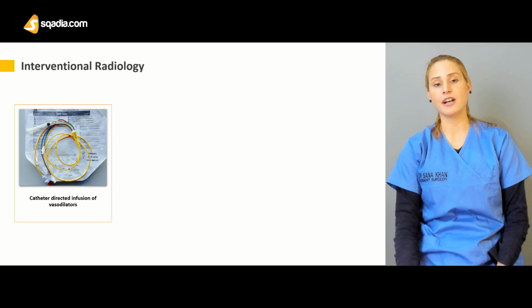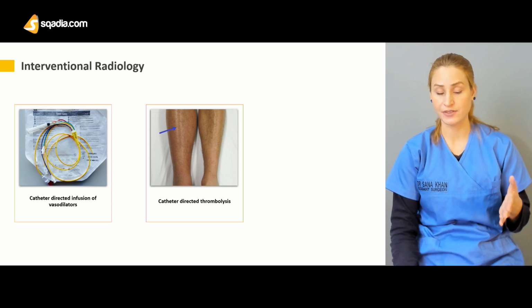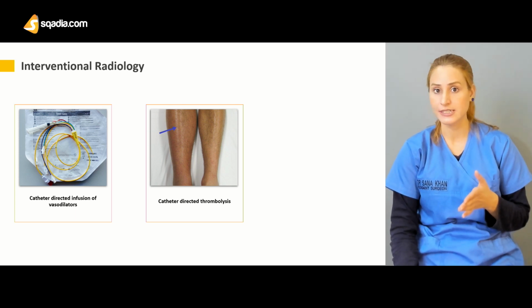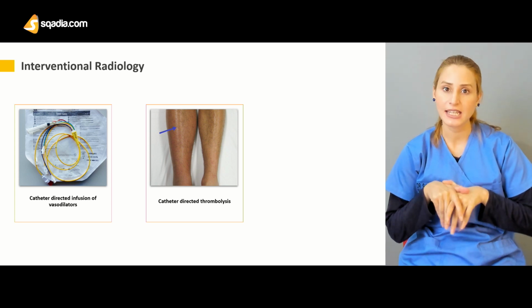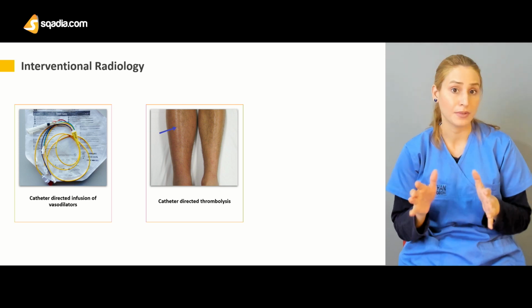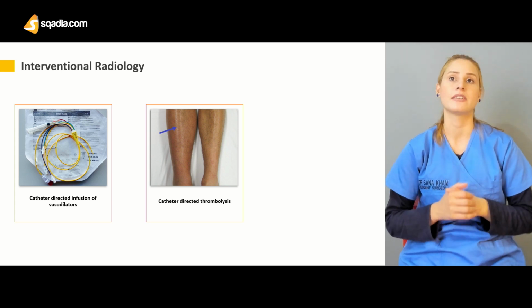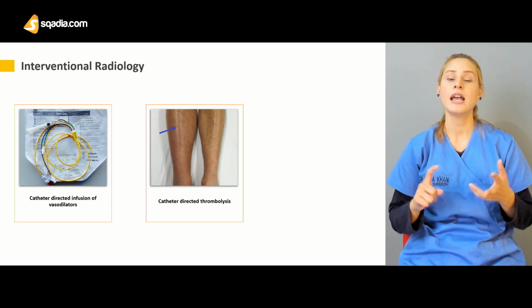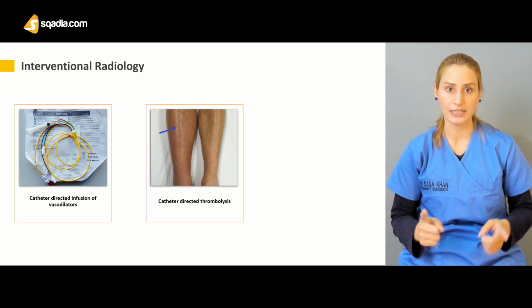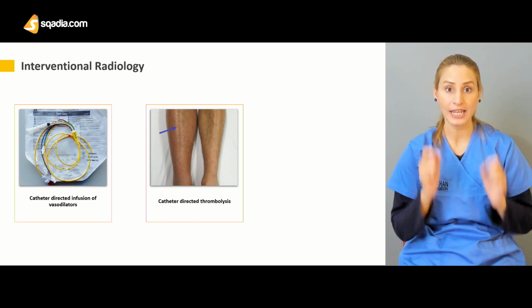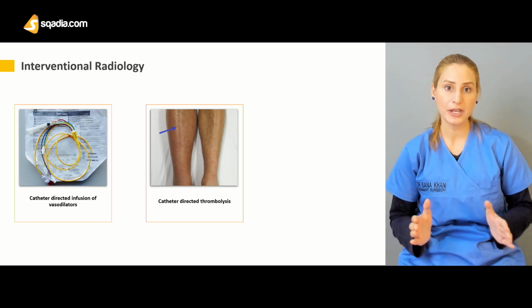Okay, so in interventional radiology, we have some options. One is catheter-directed infusion of the vasodilators, or you go for catheter-directed thrombolysis. So if you suspect it's acute mesenteric ischemia, but the patient is stable, there is just a history of severe abdominal pain, but there are no signs of peritonitis. There's no guarding, no tenderness, no rigidity, and the patient is vitally and hemodynamically stable.